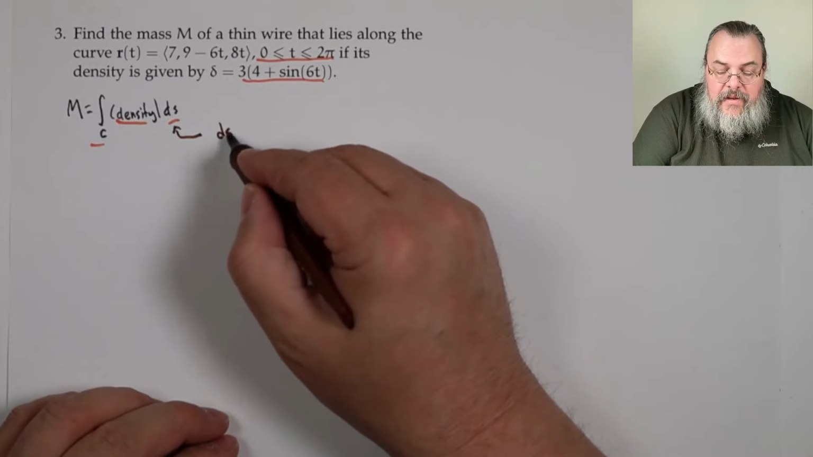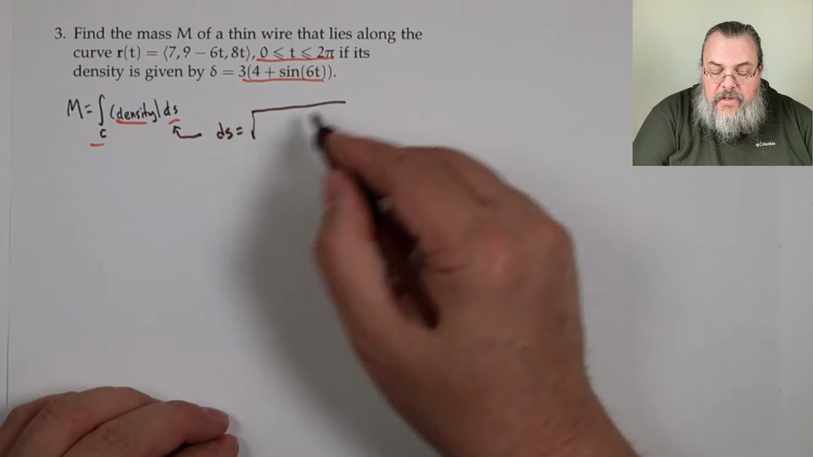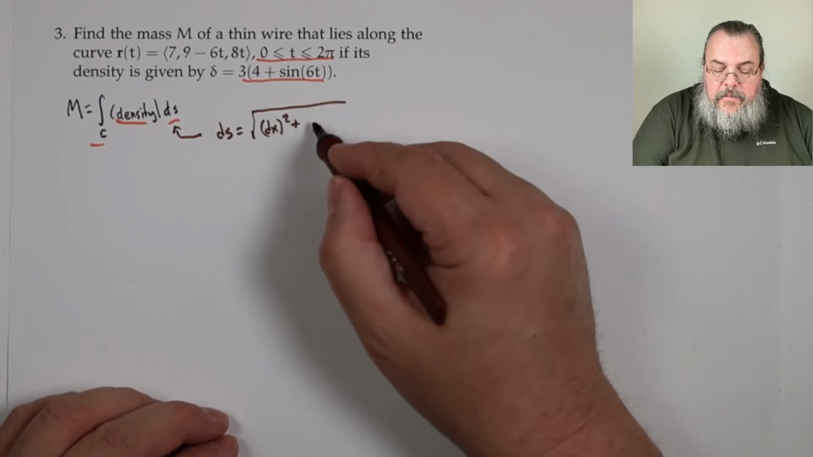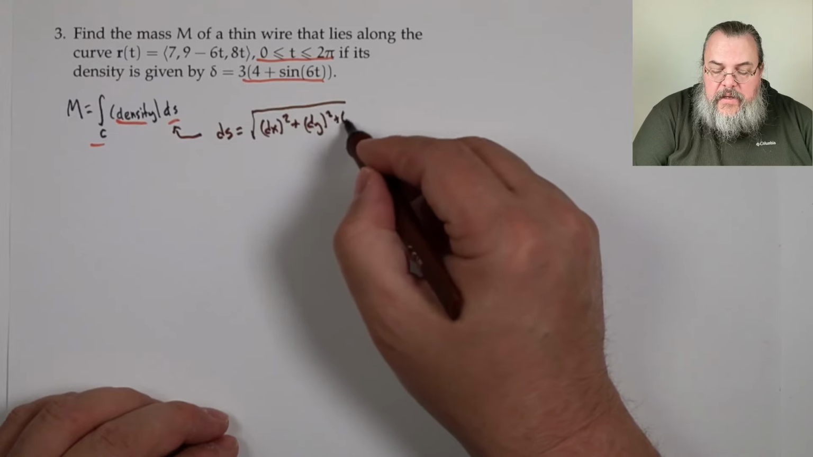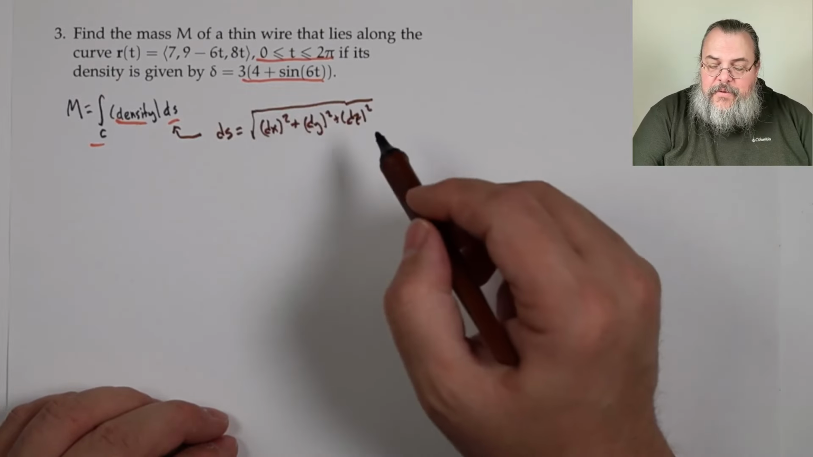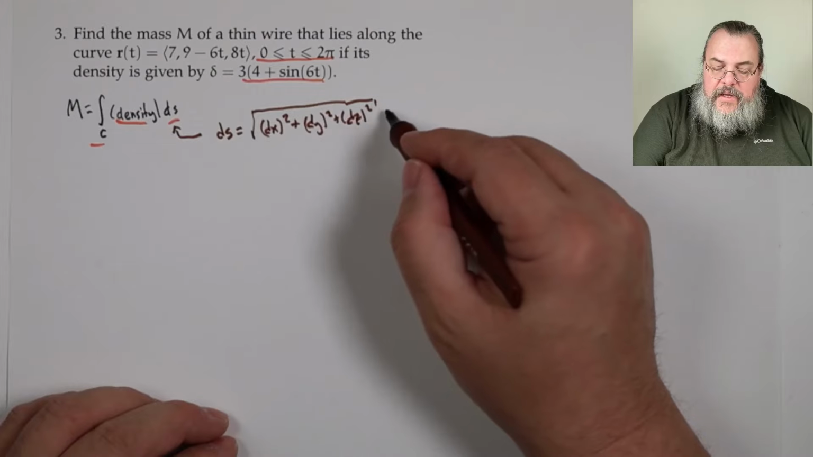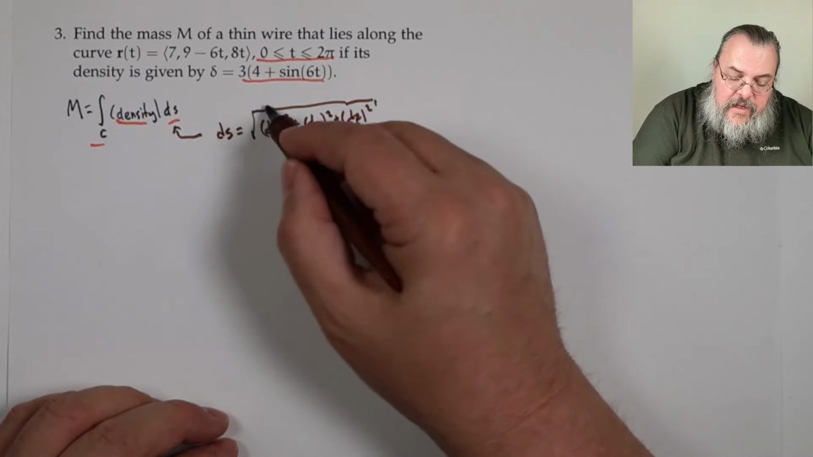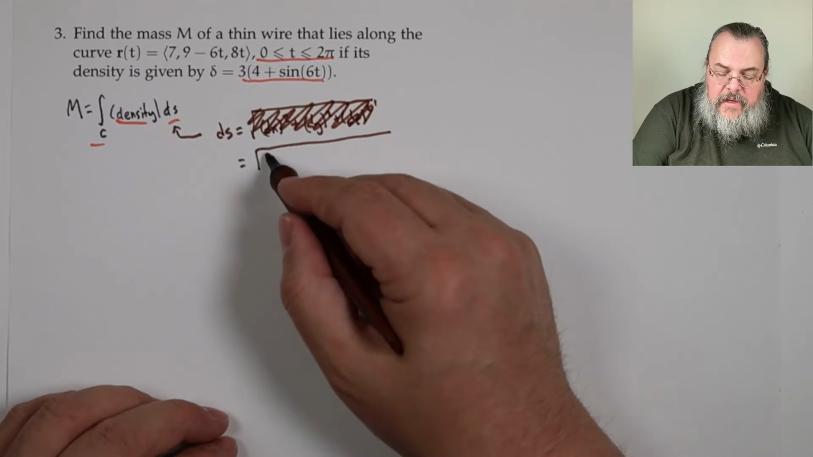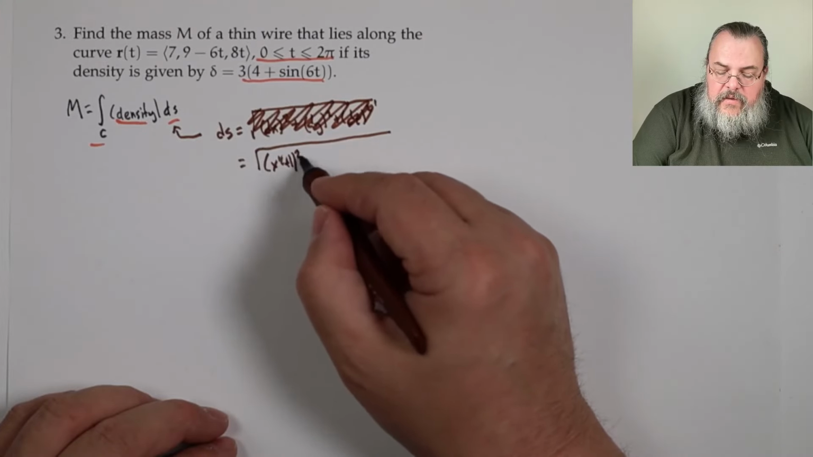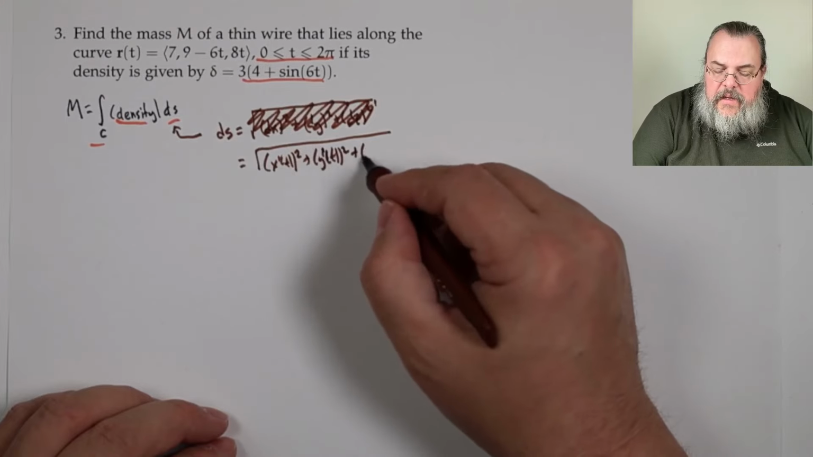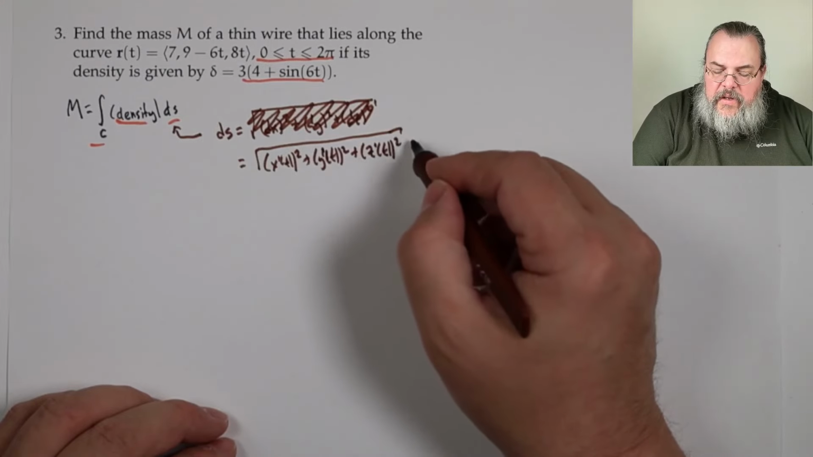So ds is the square root of dx squared plus dy squared plus dz squared. Really, I should say x prime squared, y prime squared, z prime squared. And so you're right, I should say that. Let me cross this off. I want to say it that way. Square root of x prime of t squared, y prime of t squared, and z prime of t squared dt.